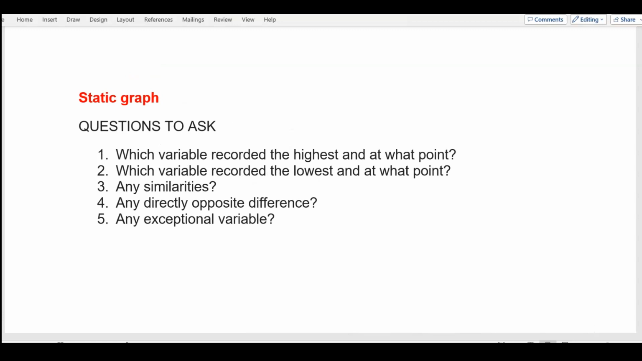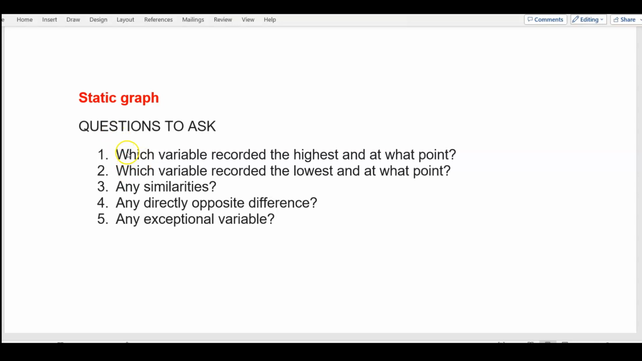When I was explaining the static graph to you, I told you that this type of graph does not have any time period, okay, or just one single time period that they are dealing in. So when you are solving a question which deals with the static graph, you have to remember that you are going to compare the variables themselves, okay, because there is no time period for you to check the trend. There is no trend. All right, so you have to just compare the variables themselves. So there are some set of questions that you can ask yourself to help you get the main features that you need, and these are the questions that you will be using.